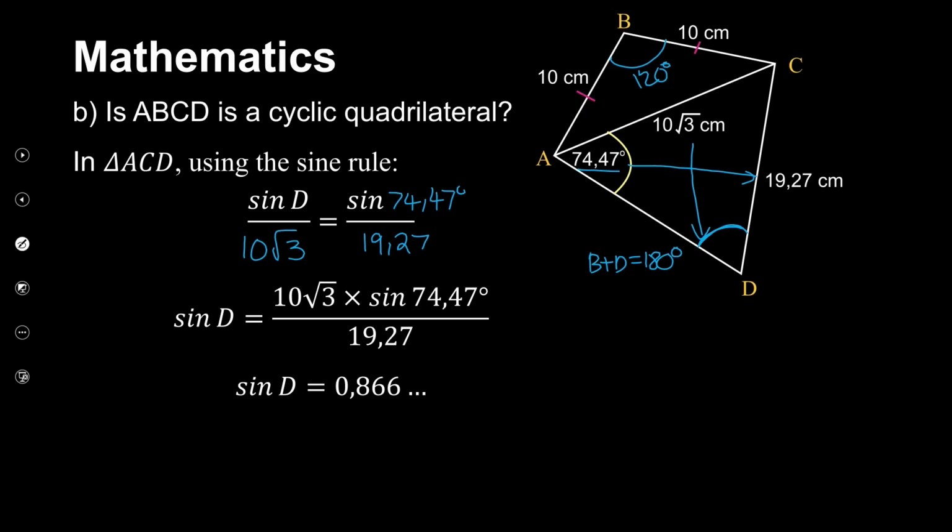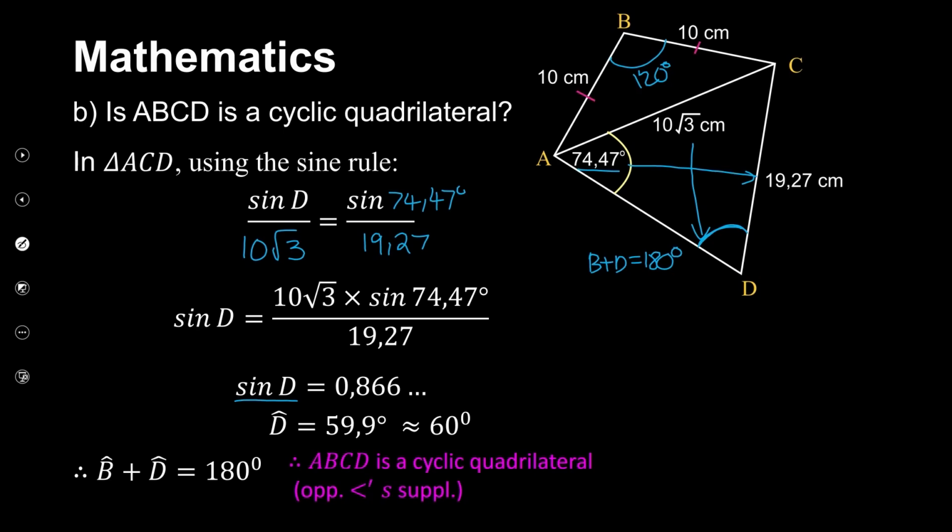And now because we're finding sine of D, we need to use our shift sine on our calculator to find the value for D itself. If D is 60, because remember that's what we're looking for, then we know we have a cyclic quad. So if you click shift sine, we end up with D being roughly 59,9, which is approximately 60 degrees if we round it off, which means now B plus D is equal to 180 degrees, and that means we've proved that ABCD is a cyclic quad, because the opposite angles are indeed supplementary.